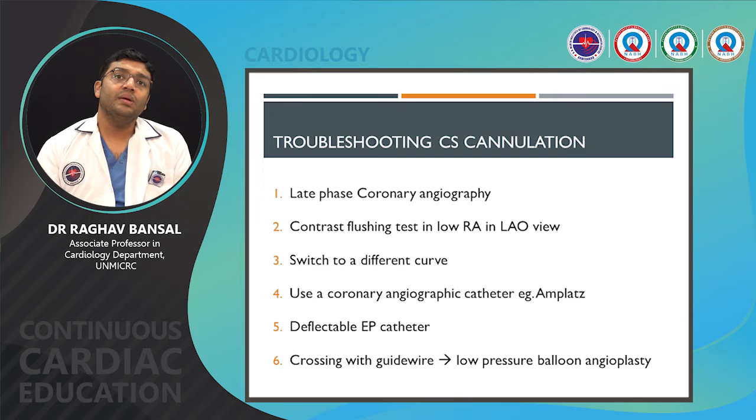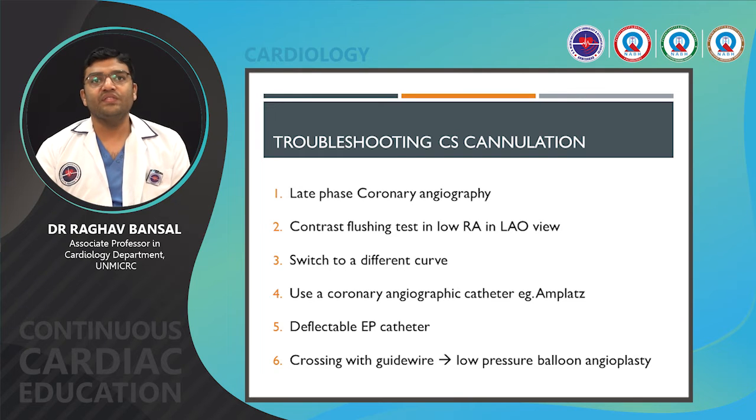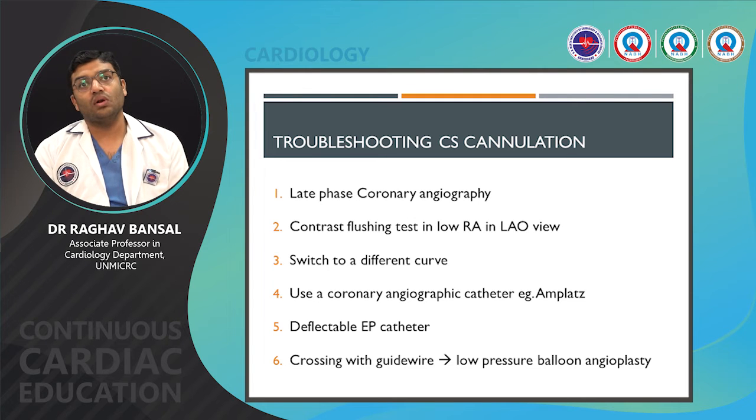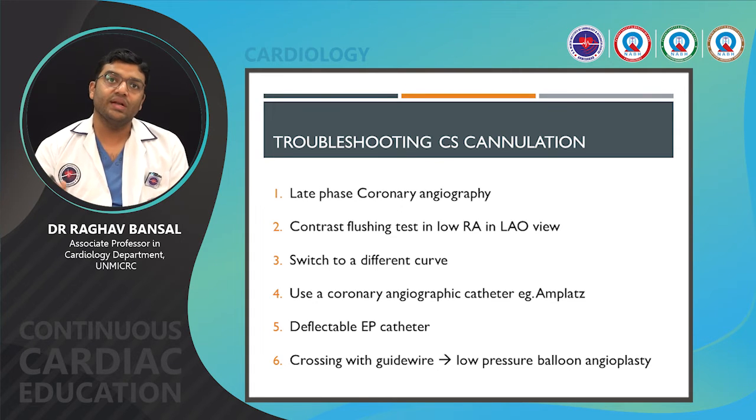Troubleshooting CS cannulation. It is very important to take a late phase coronary angiography. Especially in your starting phase of the career, it is very important to take a late phase coronary angiogram. This is done by taking a left main shot and doing a long injection and taking a long cine, so that you have a follow through in LAO and RAO views, so you can delineate the coronary sinus anatomy. This is very important for everybody. I recommend this for everybody.